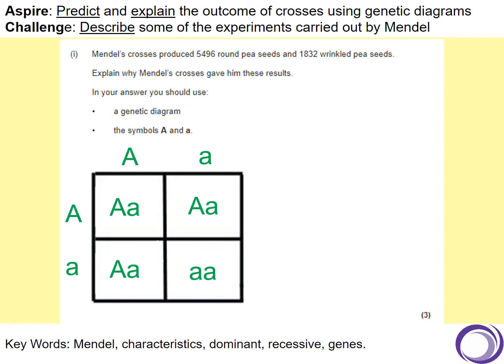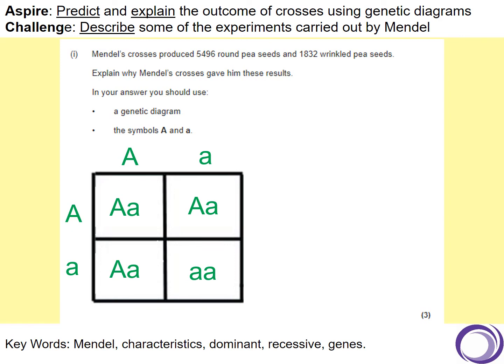So the numbers would have been 3,664 wrinkled and round. If you'd had all capitals, obviously all the outcome would have been round, or lowercase letters, all the outcome would have been wrinkly. So by process of elimination, you should have got to this.